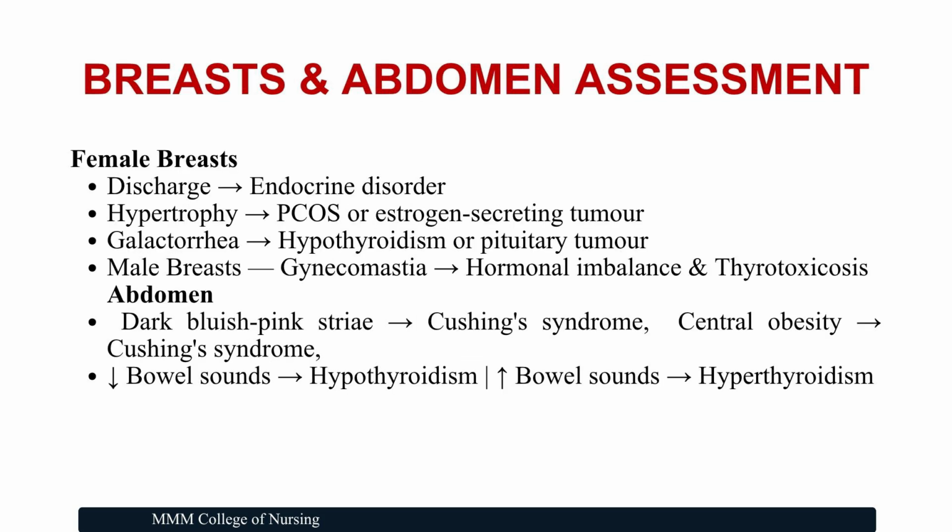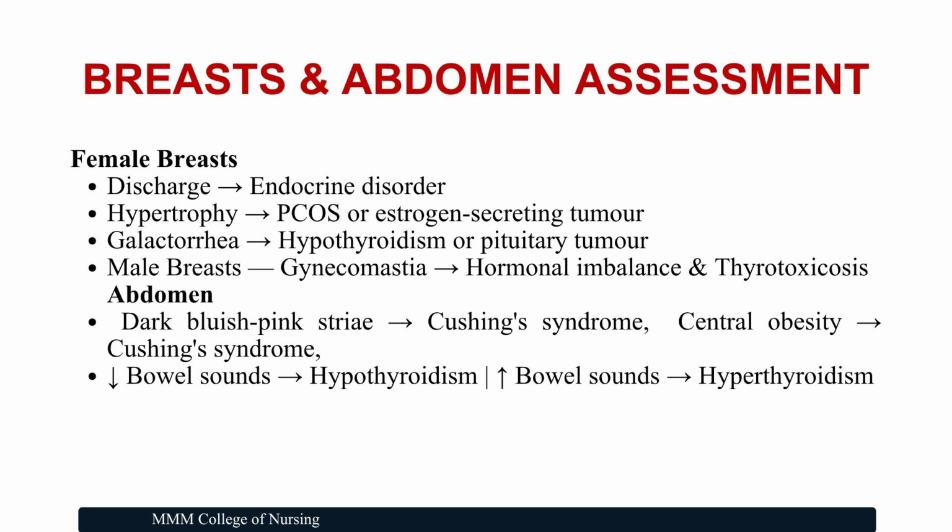Next, the breast. In females, galactorrhea, which is nipple discharge outside of breastfeeding, is caused by hypothyroidism or a prolactin-secreting pituitary tumor. Breast hypertrophy can be seen in PCOS and estrogen-secreting tumors. Atrophy is seen in hypopituitarism. In males, mainly look for gynecomastia, which is present in thyrotoxicosis.